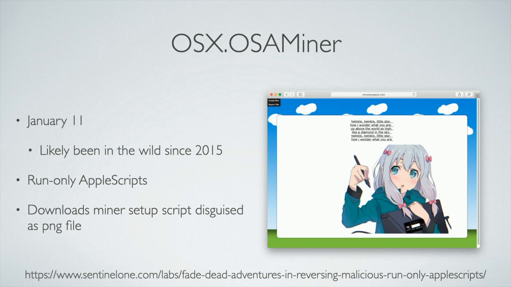OSAMiner was one that was found on January 11th, and like DubRobber and XCSSET, it also uses some run-only AppleScripts. And it actually had this trick where it went to this website, shown in this screenshot from the SentinelOne website, and it downloaded a miner script that was disguised as a PNG file, but that PNG file was actually a run-only AppleScript. And so that was kind of, you don't see that kind of stuff with Mac malware as often. Usually it's very straightforward, so disguising this as a PNG and downloading it was sneakier than we usually see on macOS.